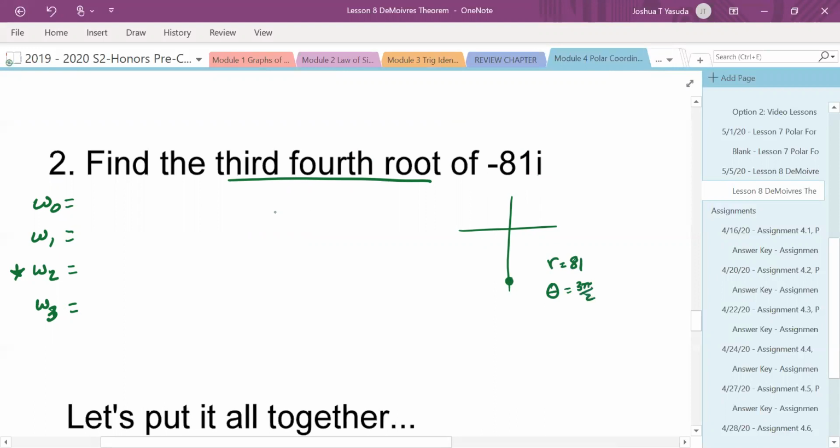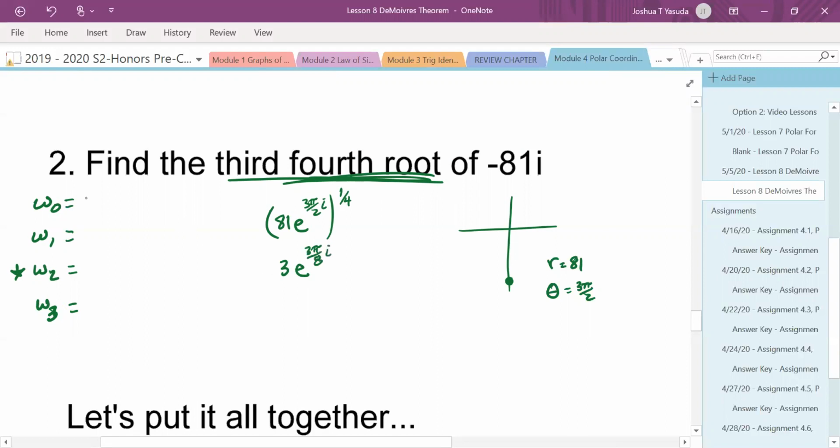So I'm going to go 81 e to the 3 pi over 2 i. That would be the complex number in exponential form, and we're going to go with the fourth root, so that's the 1/4 power. The fourth root of 81 is 3 e, and then we multiply exponents, so 3 pi over 8 i.